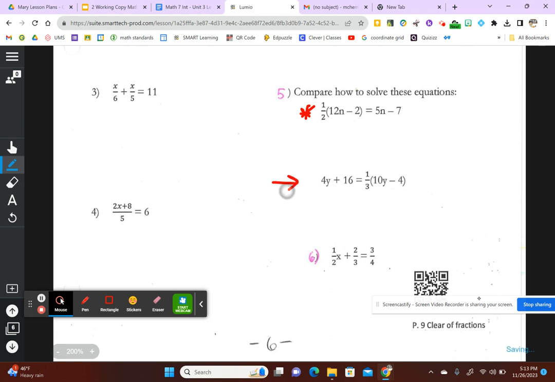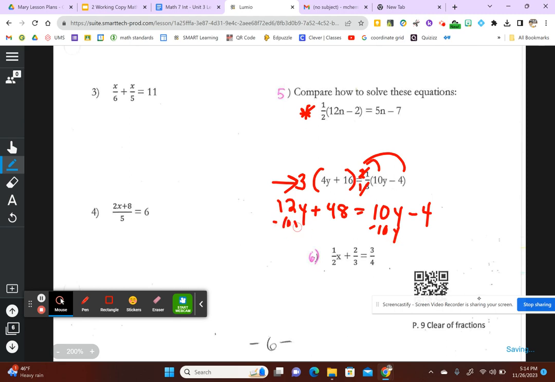Now look at this one. Why wouldn't I want to distribute 1/3 to those numbers? Because then I'd be creating two fractions. So I could multiply this side by 3 and this side by 3. Only the fraction gets multiplied. The fraction goes away. So that stays the same. And this becomes 12y plus 48. I subtract 10y from both sides. I get 2y plus 48 equals -4. Subtract 48 from both sides. 2y equals -52. And y equals -26.